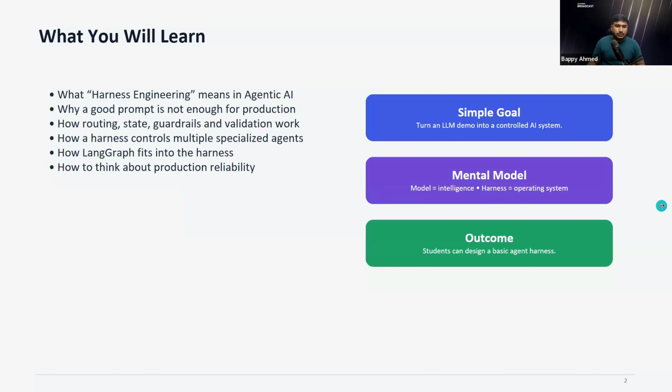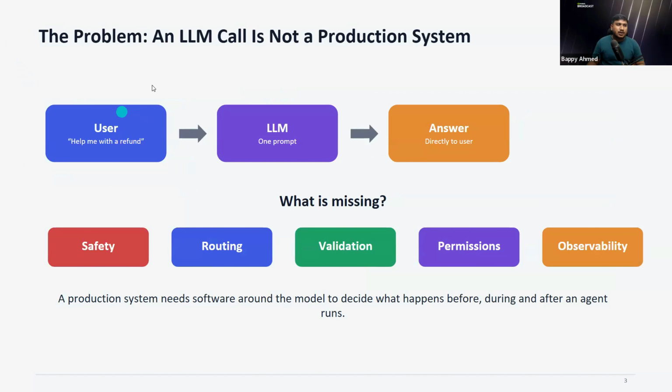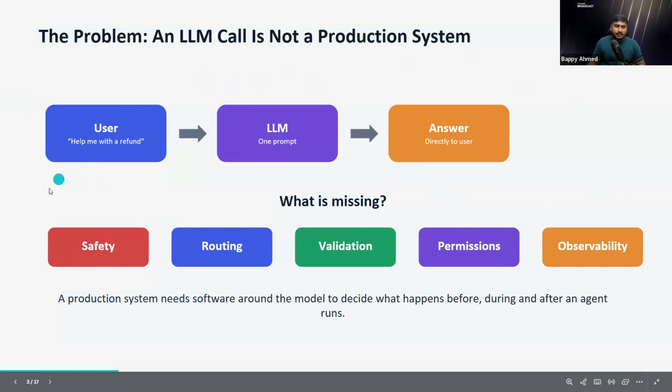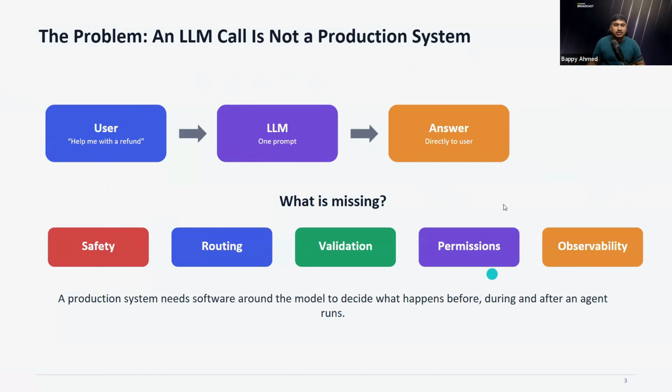Okay, so see guys, first of all, let's try to understand the problem. An LLM call is not a production system. I think those who have already studied generative AI know that. Previously, the applications we used to create we called prompting based applications. There we had a single large language model, and the user would send some kind of prompt and get some kind of direct response. But what was missing in this particular area? The missing components were safety, then routing, validation, then permission and observability. A production system needs software around the model to decide what's happening before, during, and after the agent runs.